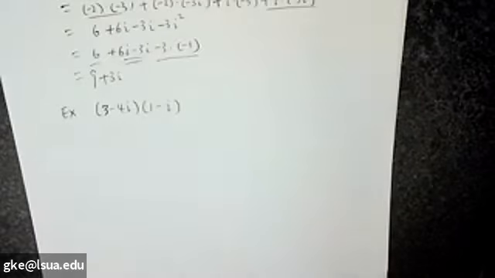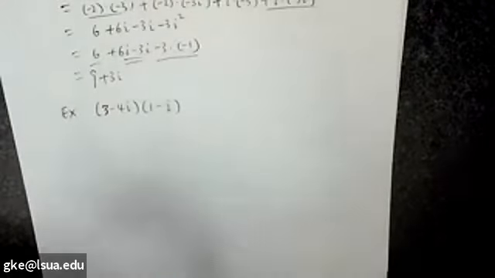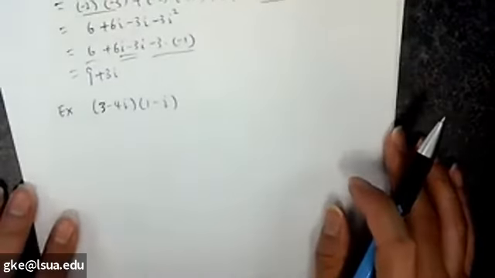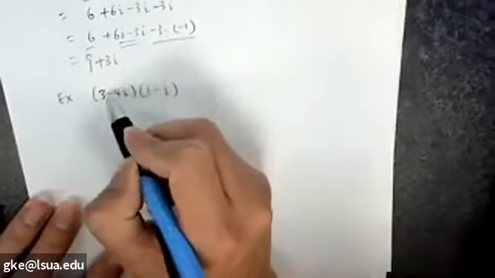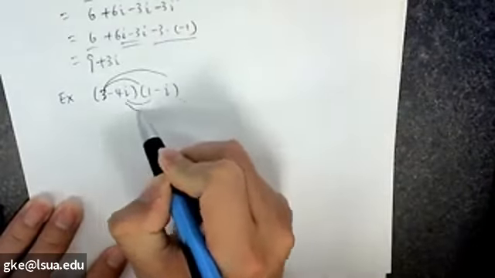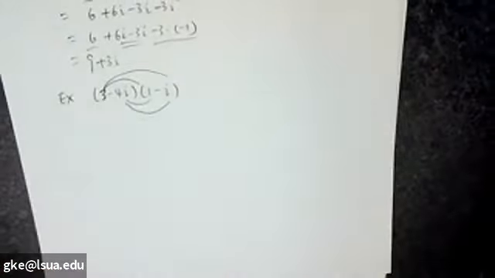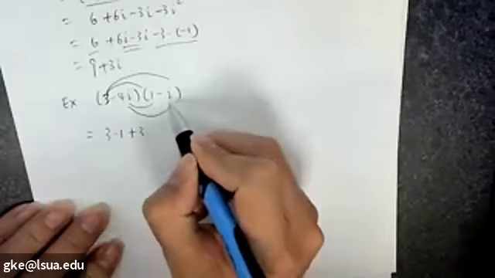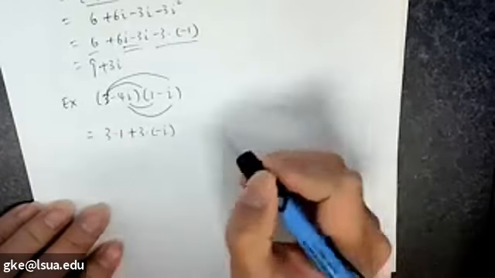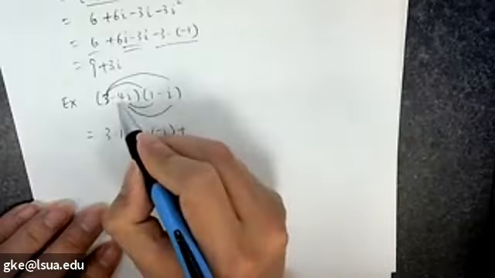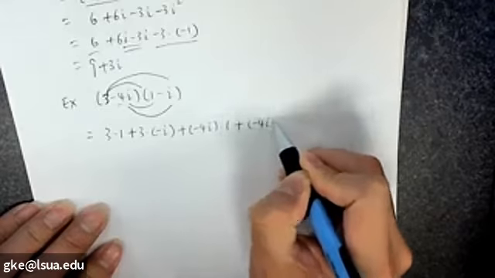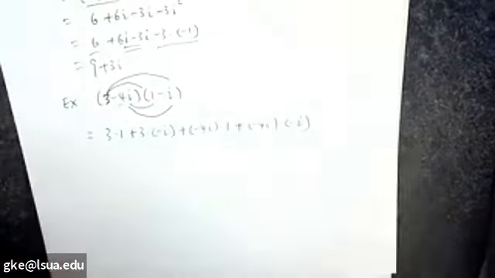Okay, so let me solve it. Most of you guys at least get something right, although some of you may not get the right answer. Okay, so let's go forward. All right, distribution. So 3 times 1 plus 3 times negative i. All right, the second term, negative 4i times 1 plus negative 4i times negative i.